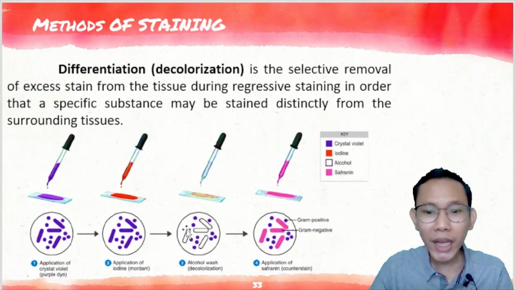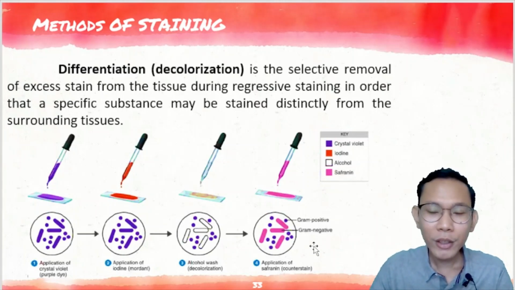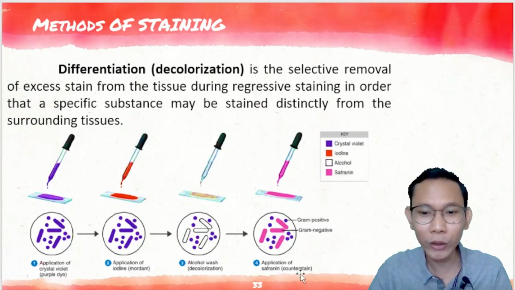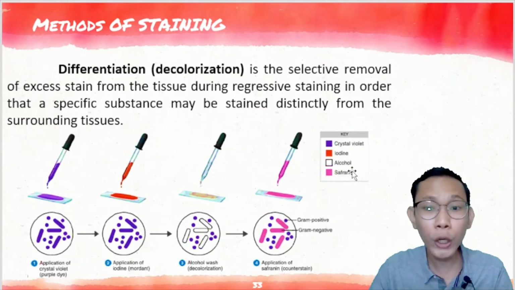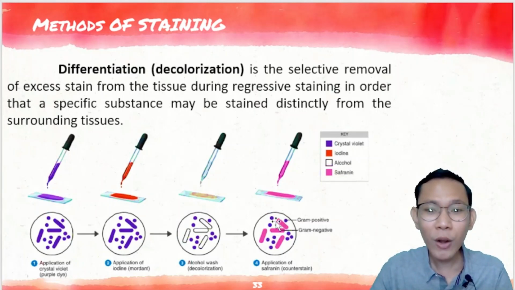Now, after that, you will proceed with your counter stain, which is your safranin. Sa safranin, you will add your safranin reagent and it will colorize now your bacteria na natanggalan ng kulay. Because it will serve as your counter stain, that is why your gram-negative will be colorized with safranin as color pink or red. That's why sa microscope, nakikita natin na color pink yung ating gram-negative.